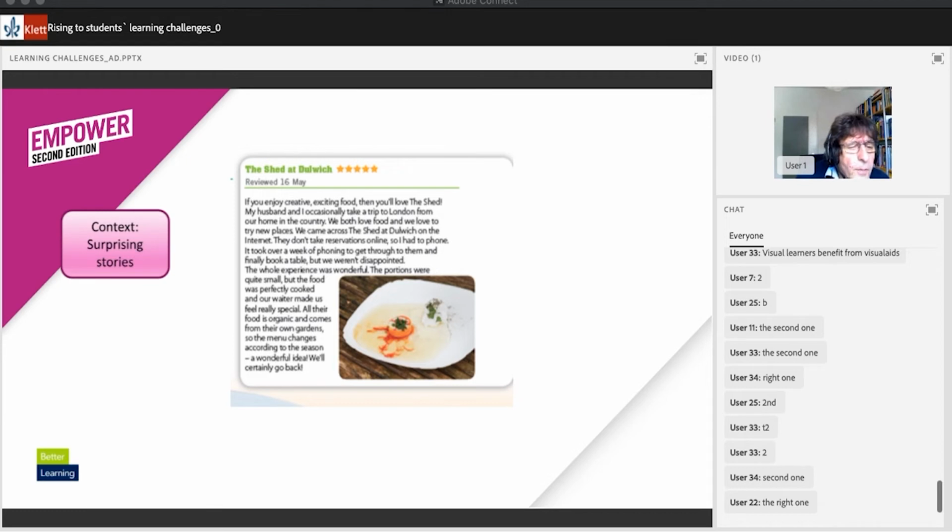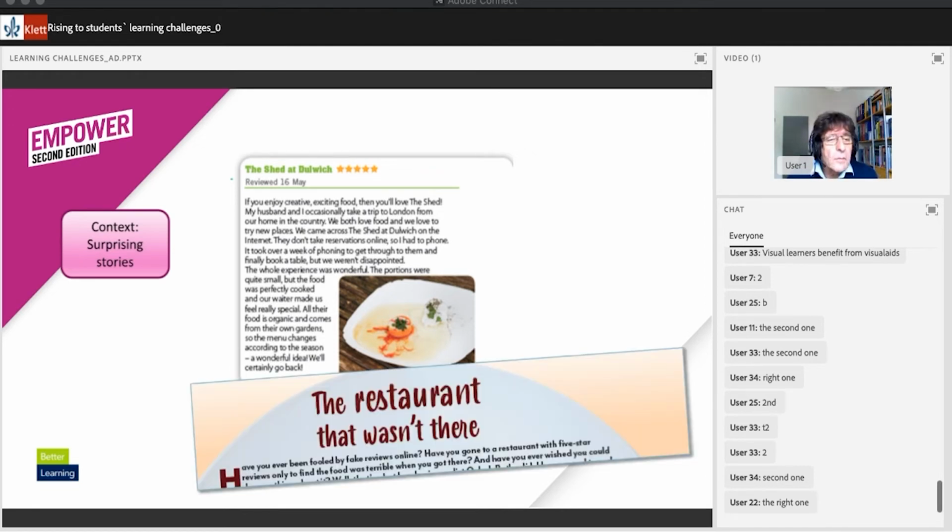Also important, I think, is using texts which can arouse curiosity. So here's an example. You can see this is a restaurant in London called the Shed at Dulwich, and as you see, it got very good reviews, 5 stars, and there's a short review about it, with a picture of some very nice food, which seems to be, not sure what it is actually. But what is unusual about this restaurant is that it didn't exist at all. It was a hoax.